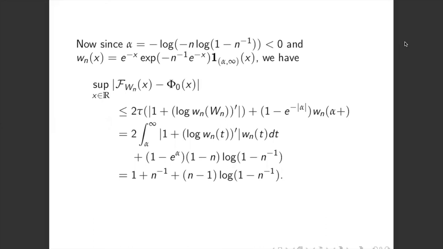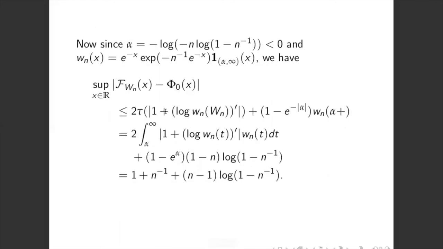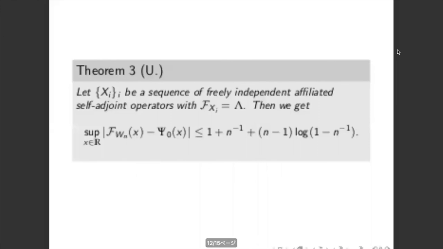In today's case, alpha is equal to here, and W_n is equal to here. Then we have that the Kolmogorov distance is less than or equal to this by using the previous page. By simple calculation, we get that this is equal to 1 plus 1 over n plus (n minus 1) log of (1 minus 1 over n). Finally, we obtain the following theorem.